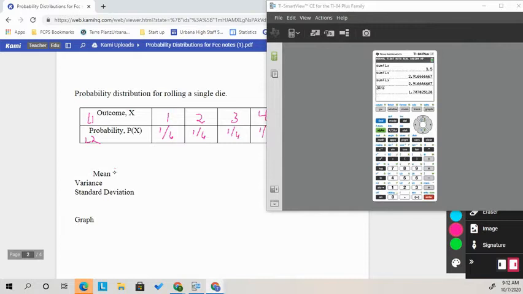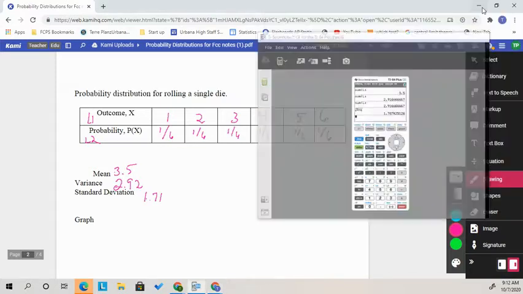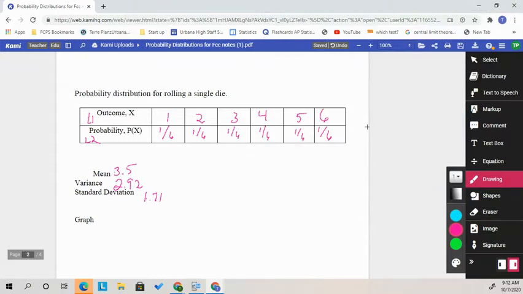So we have the mean is 3.5. The variance is 2.92. And the standard deviation is 1.71. All right, and then on this one, it asks you to do a graph. So we're going to talk about a graph, but this is just a kind of a sketch to see what shape it is. So this is kind of a review of your shapes.